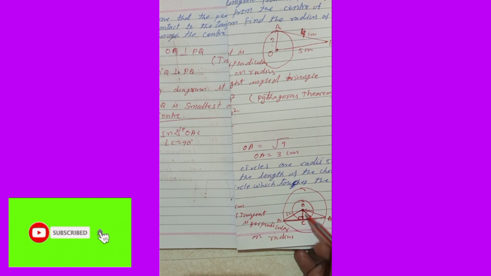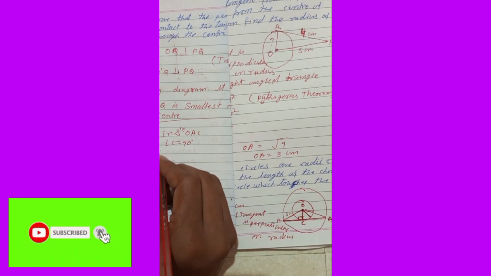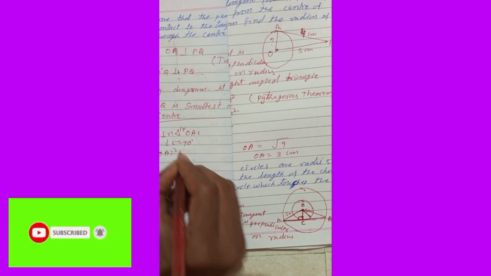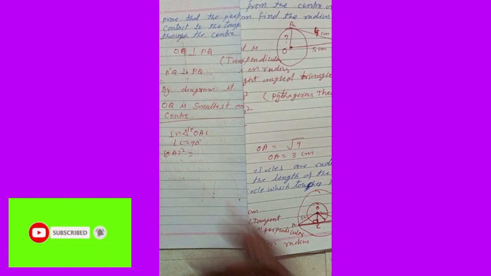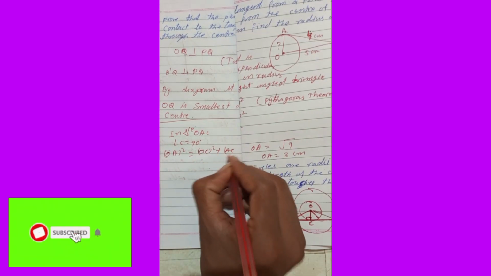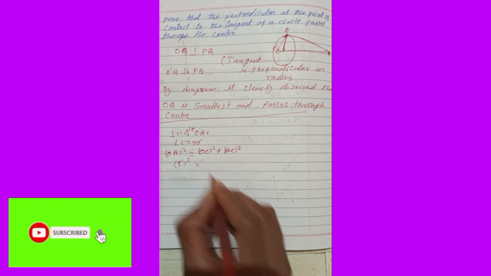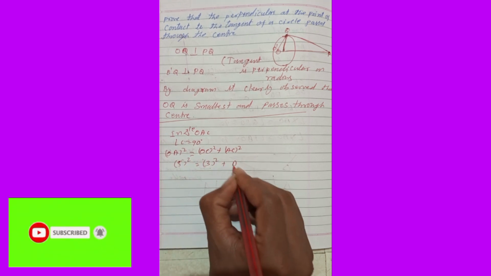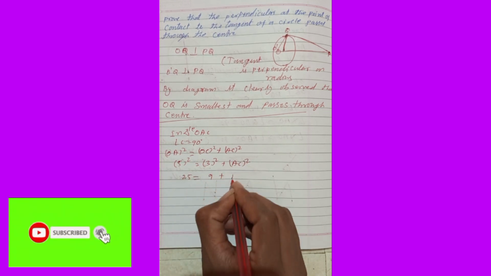Because OC is the radius of the smaller circle, and it is perpendicular to that. So in that right angle triangle, OA is the hypotenuse. OA squared is equal to OC squared plus AC squared. Now we are going to find that. OA, how much is given? 5 centimeter. 5 centimeter squared is equal to OC 3 centimeter squared plus AC, which we are going to find out. So 25 is equal to 9 plus AC squared.